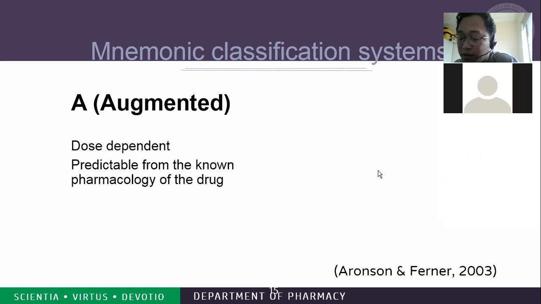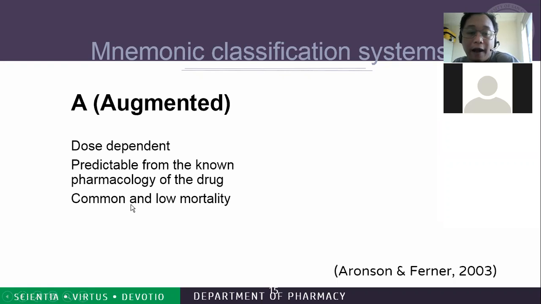Actually, antihypertensives like ACE inhibitors can give a first dose reaction. So usually the patients, when they are taking the first dose of ACE inhibitor, will have some hypotension, but it's okay as long as it is not really low. So it is predictable from the pharmacological properties of the drug, and common with low mortality.